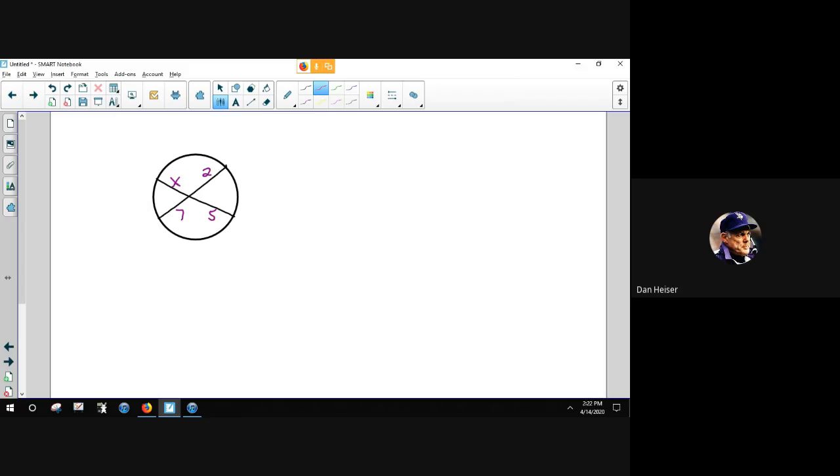So taking the first chord, I have pieces 5 and X, and that is equal to the product of the other two pieces of the second chord. So we end up with 5x is equal to 14, dividing both sides by 5. We get that the missing piece is 14/5. Product of these two pieces is equal to the product of these two pieces.